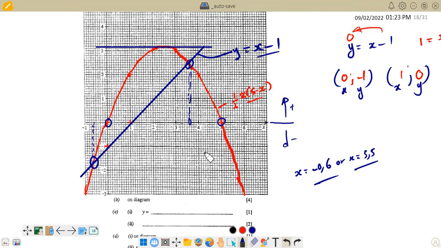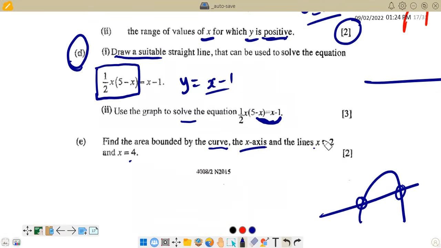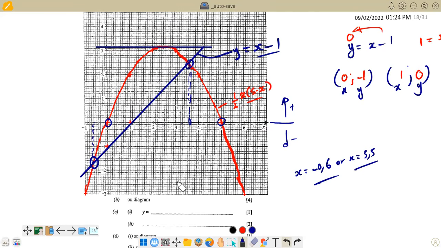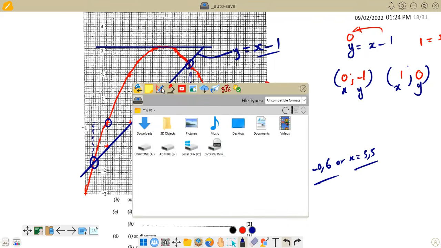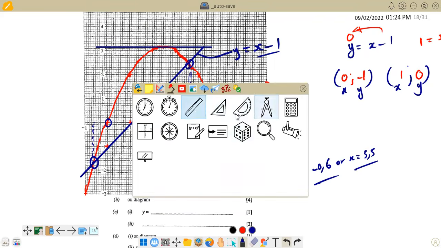We need the lines, which is in this case the line of what? x is equal to 2 and x is equal to 4. So these are the two lines that we need. So we're going to draw these two lines. Let's just put in our instruments here so that we can draw this line, x is equal to 2 and x is equal to 4.